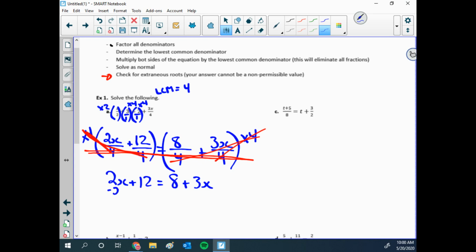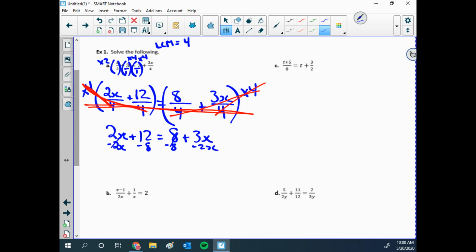So here I'm going to subtract 2x, and I'm going to move the 8 to the other side, so I'll subtract 8. And on the left-hand side here, I'm left with 4, because 12 minus 8 is 4. And 3x minus 2x is just x. So x is equal to 4.